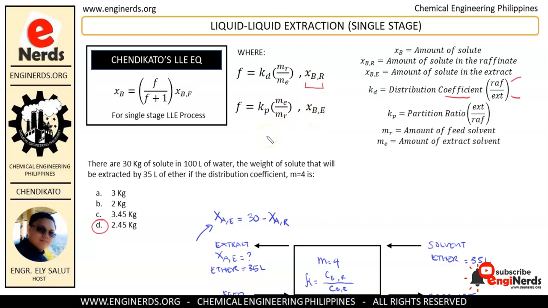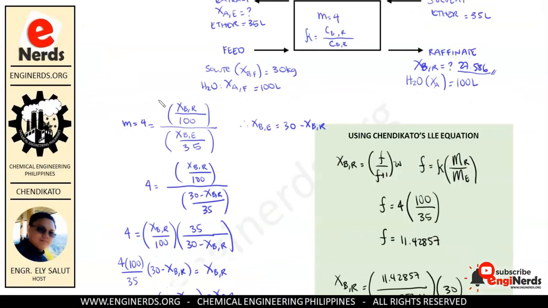Now, in our next problem, this will be very interesting because now we will be using the partition ratio na nasa ating handbook. And this is expressed as the weight fraction of the solute na nasa extract over weight fraction ng solute na nasa raffinate. So, dahil ang exponent natin is yung extract, so makukuha natin is yung value ng solute na nasa ating extract kapag ginamit natin tong formula na to. Then you will see how easy it is. So let us start solving the problem now.